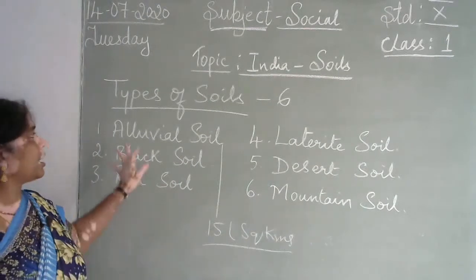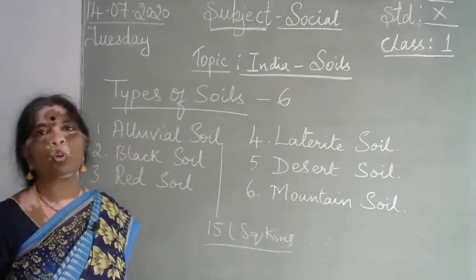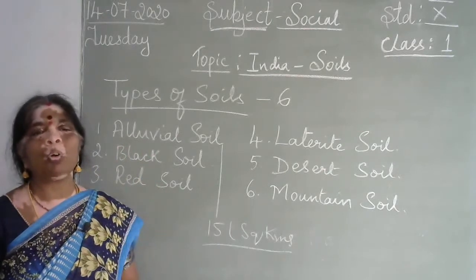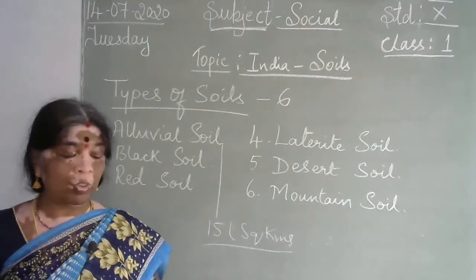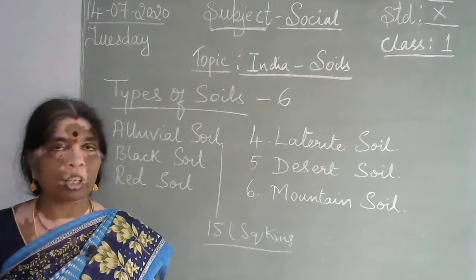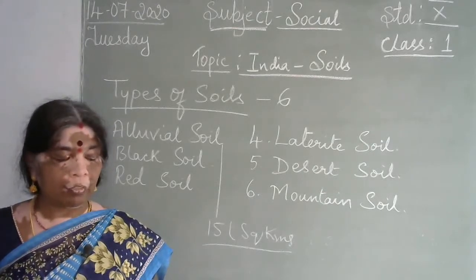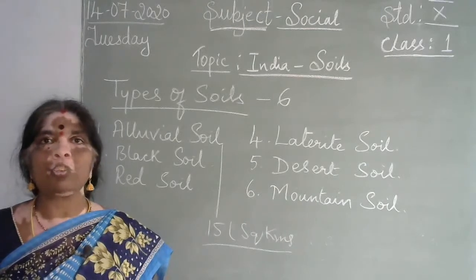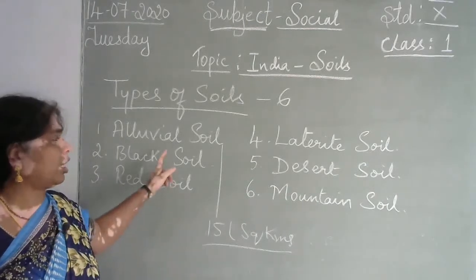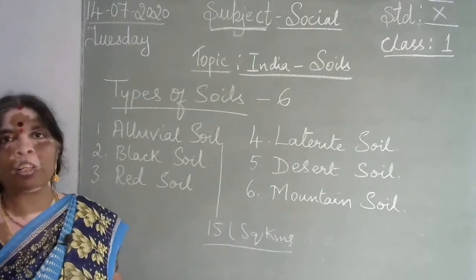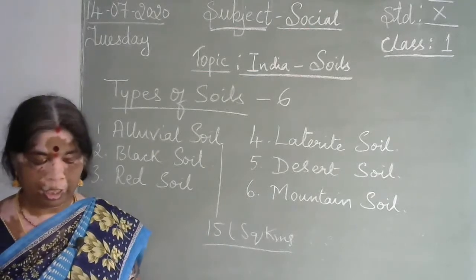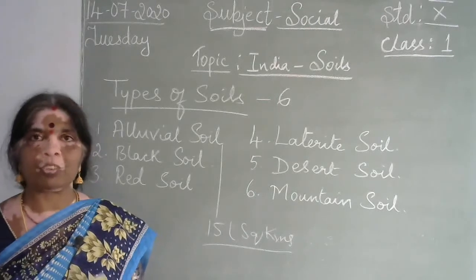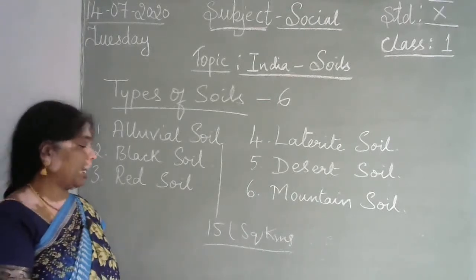Next, what are the crops grown in alluvial soil? The important crops grown in alluvial soil are paddy, sugarcane, wheat, cotton and jute. Now let us go to the next, black soil.